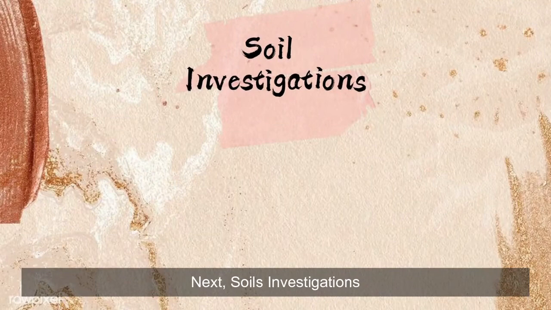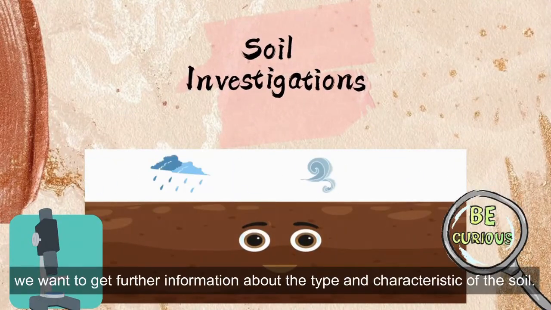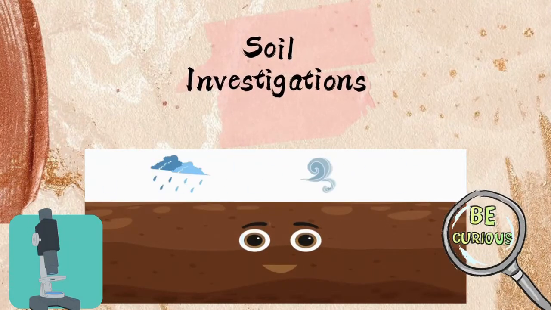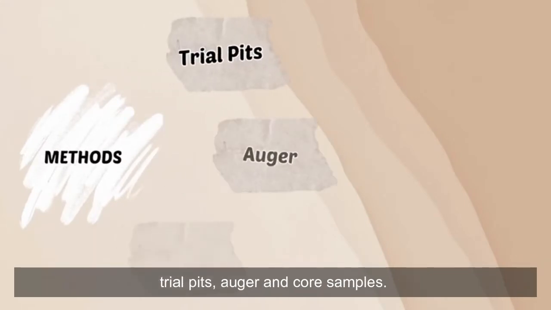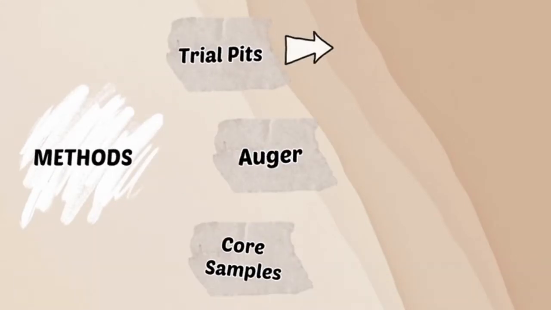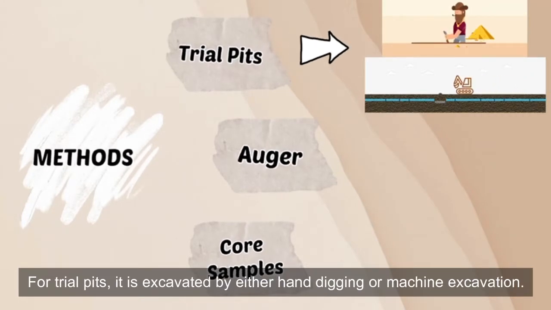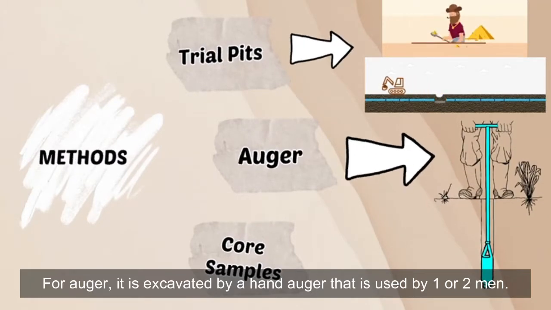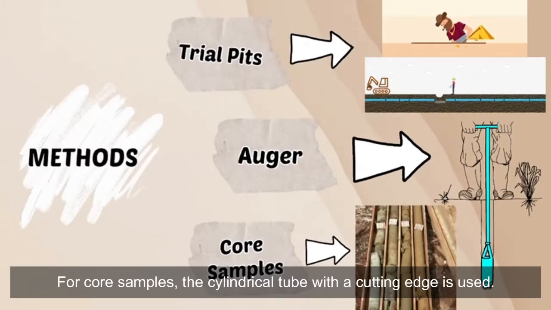Next, soil investigations. The reason why we need to do the soil investigation is we want to get further information about the type and characteristics of the soil. Three methods that are usually used to obtain the soil sample are trial pits, auger, and core samples. Trial pits are excavated by either hand digging or machine excavation. Auger is excavated by a hand auger that is used by one or two men, while for core samples, a cylindrical tube with a cutting edge is used.